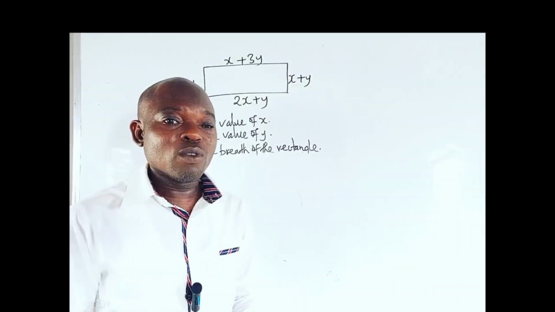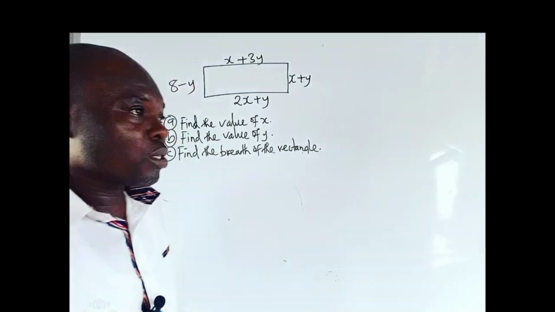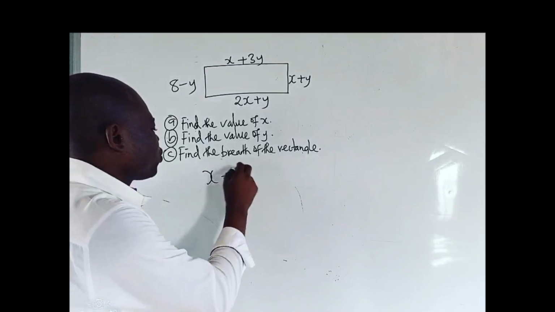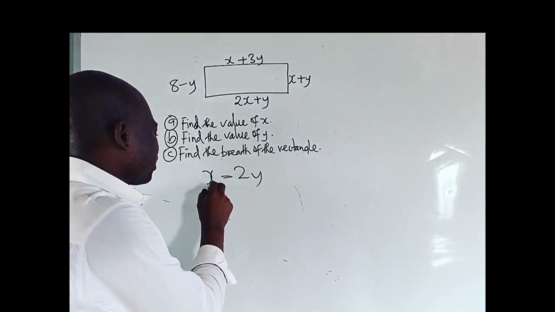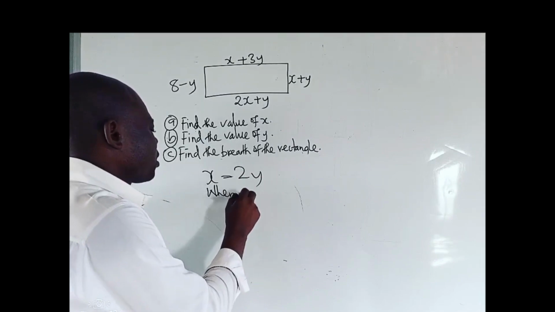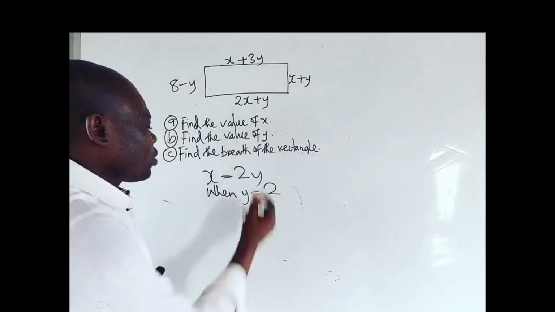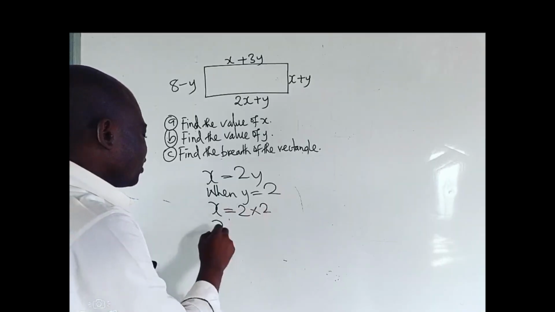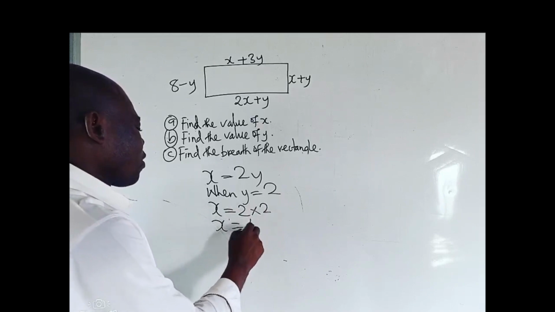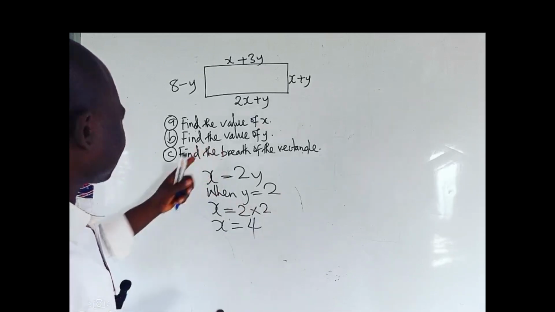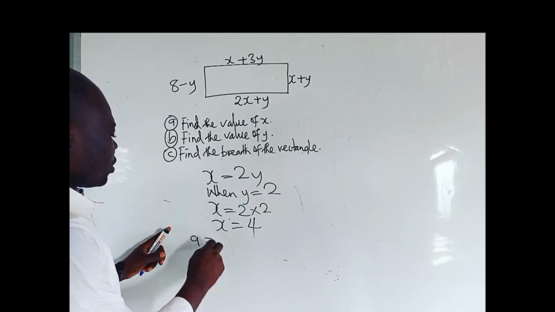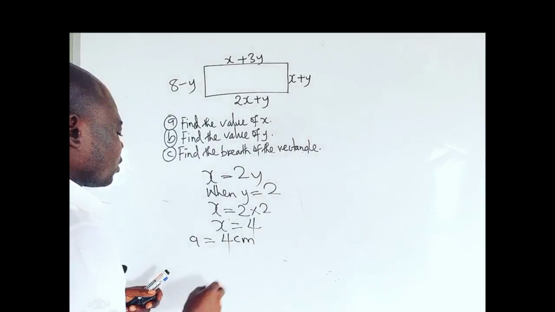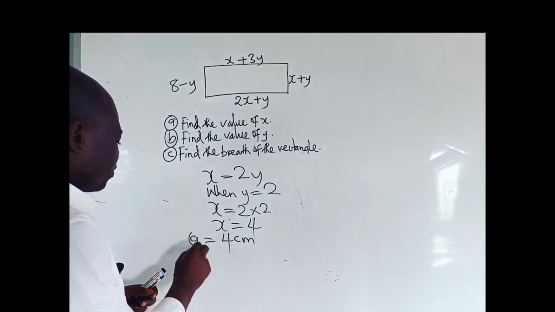The value of y is 2, we substitute. In one of the equations we deduced, we have our x to be 2y. When y equals 2, we substitute, so our x becomes 2 times 2. x equals 4. So in this case now, x equals 4, and it's actually in cm.